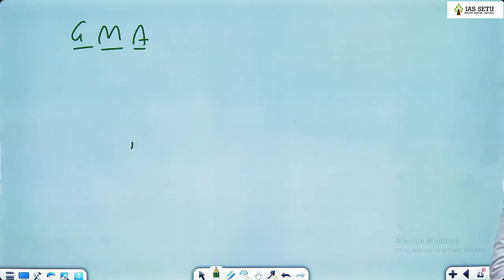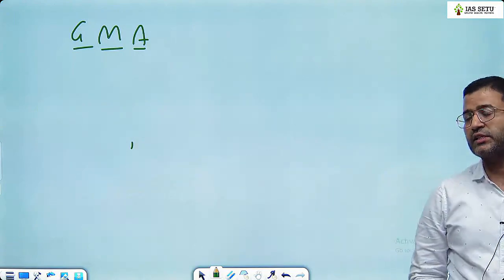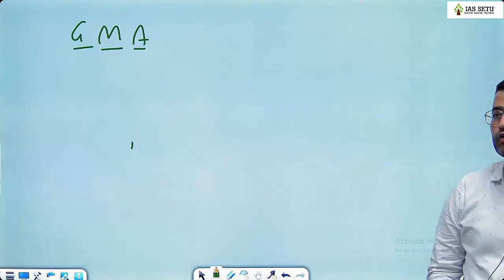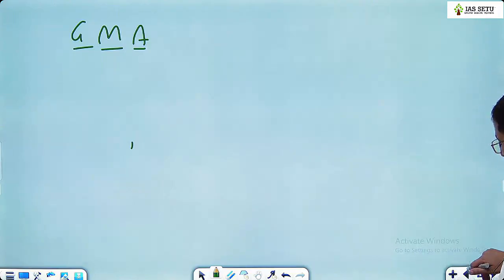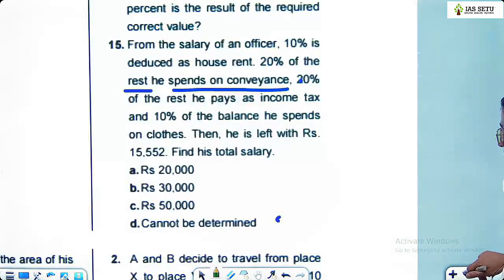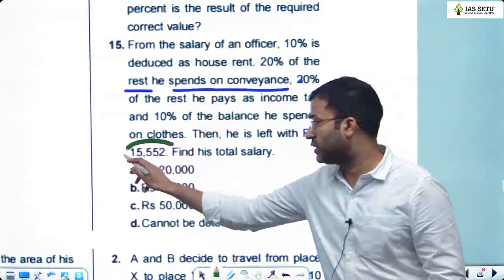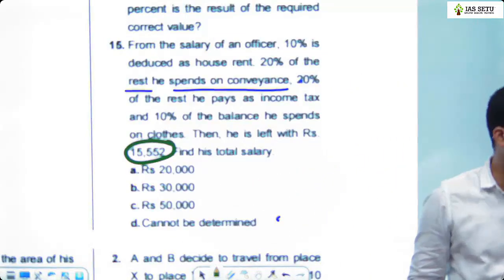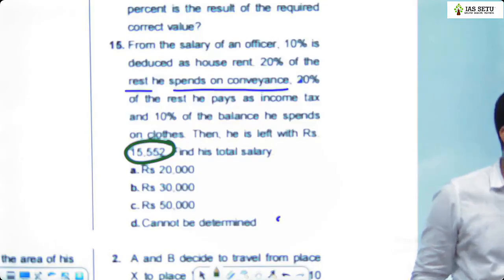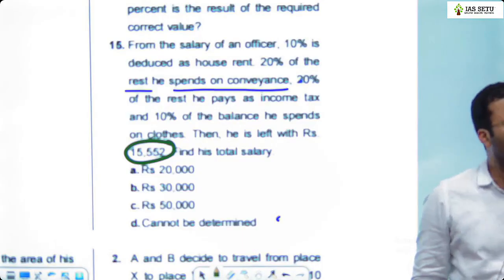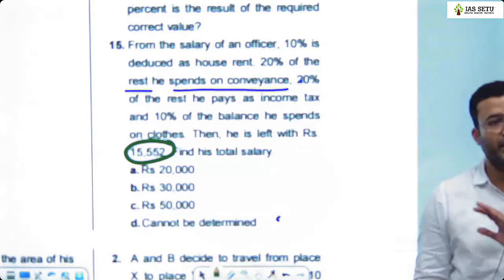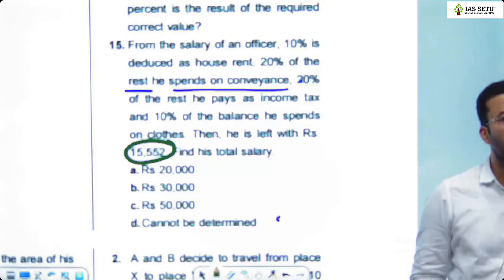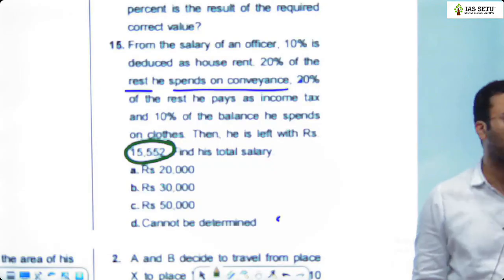एक ऑनलाइन स्टूडेंट पूछ रहा है 15,552 कहां से आया? क्वेश्चन में दिया हुआ है. It is given here 15,552. It is given in the question. I will discuss in doubt session. Any other doubt, any doubt related to percentage, 7 to 7:30 in doubt session we will discuss.